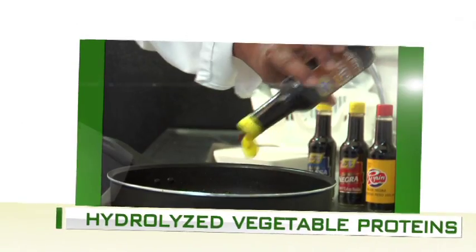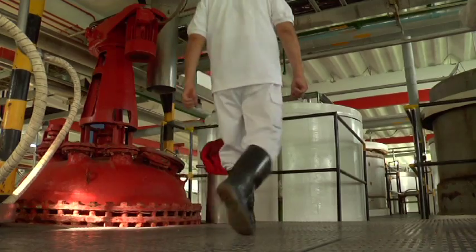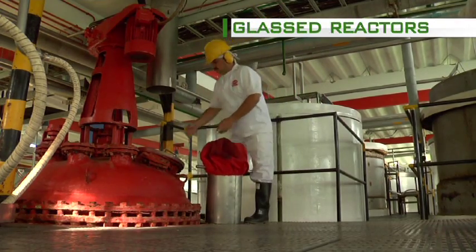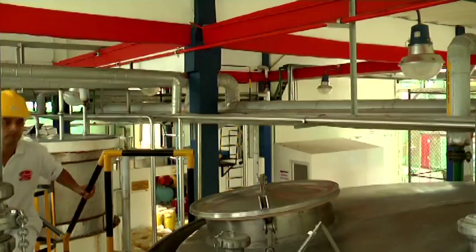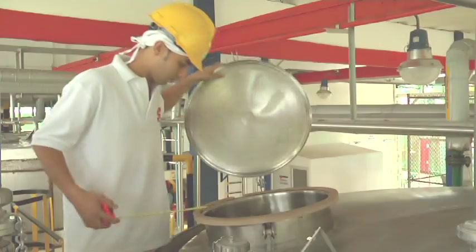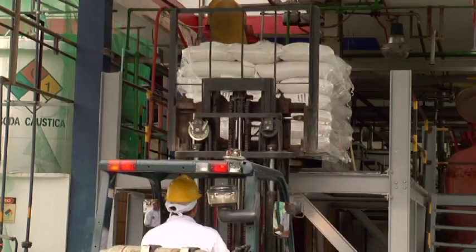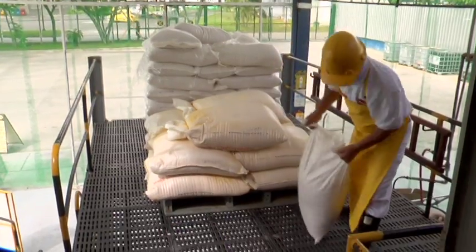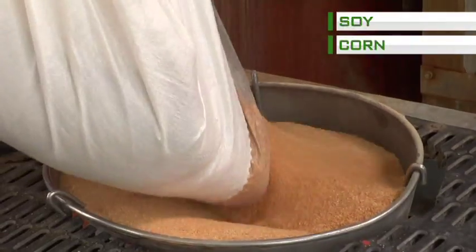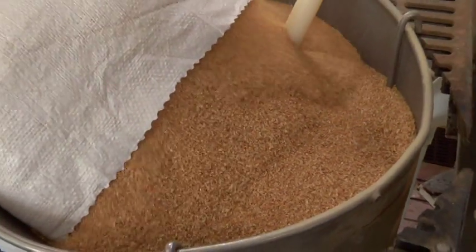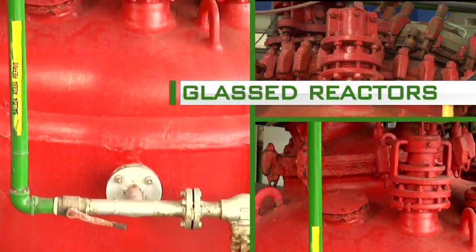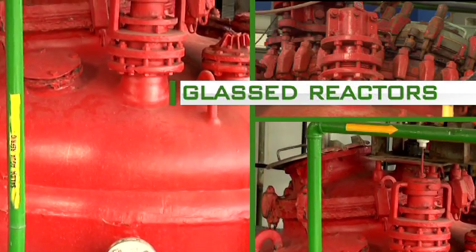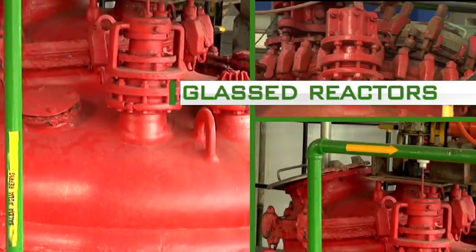We also offer hydrolyzed vegetable proteins that are manufactured in a hydrolysis process where large protein molecules are broken down into smaller ones, such as peptides and amino acids. During hydrolysis, the reactive agent is an acid, and the substrate is a vegetable protein like soy, corn, and yeast. The process takes place in glass reactors designed to support high pressure and high temperatures, allowing the effective and precise control of the conditions during the manufacturing process.